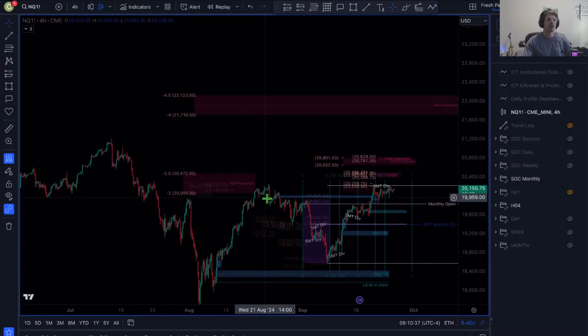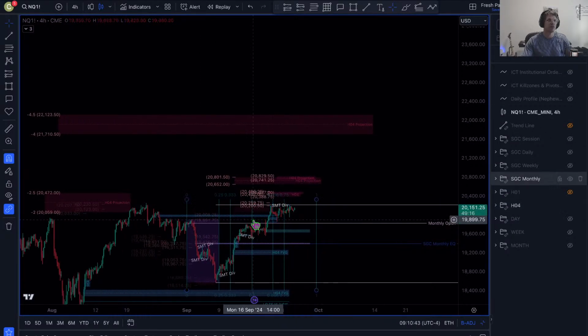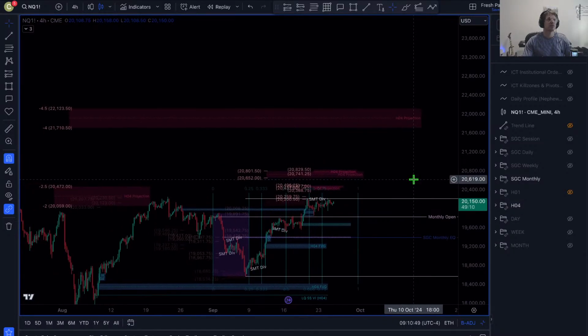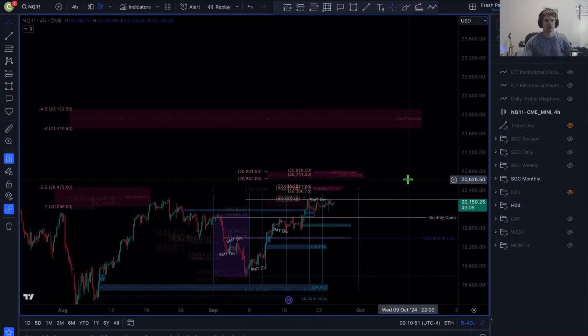Notice that it came back in and failed to displace out. So once it had gotten outside of the range, came back into the range, failed. Notice the difference here. We got outside of our range. We came back into the top of the range, grabbed liquidity, and are continuing. So that's why I'm still bullish on the month for the monthly Gann assessment.